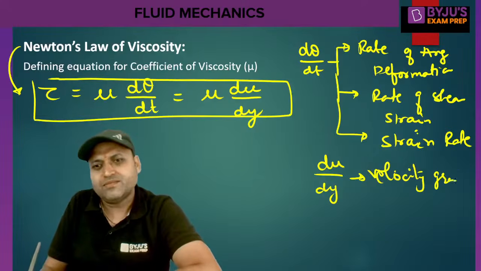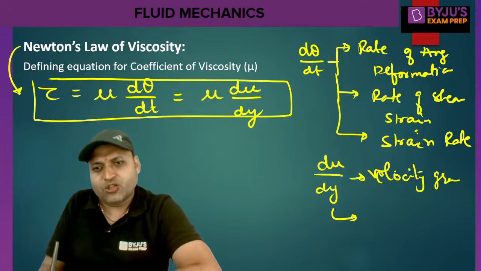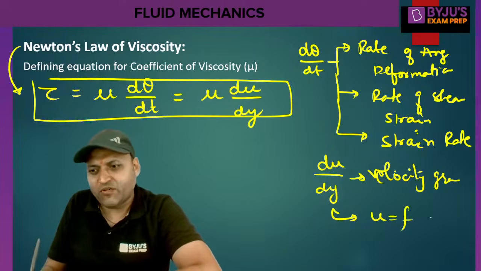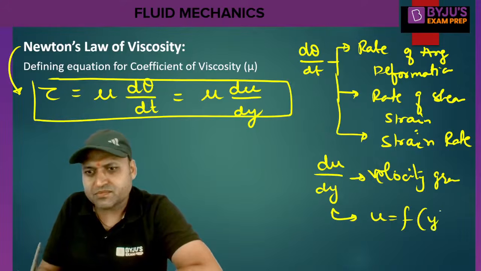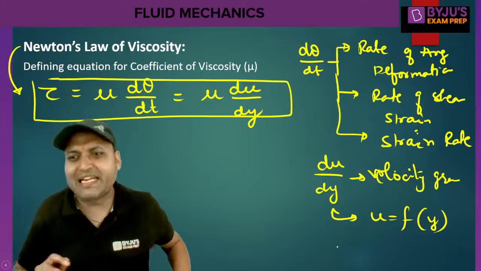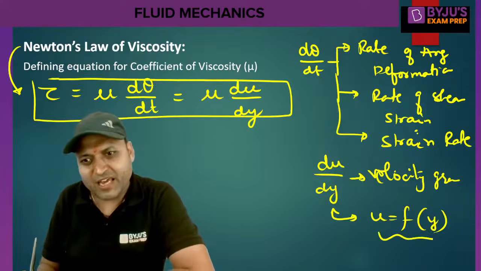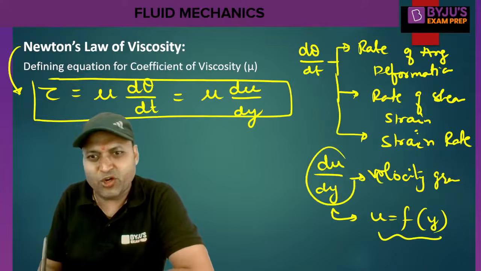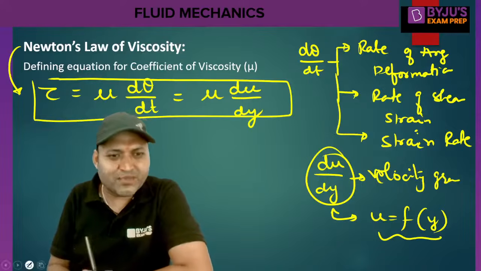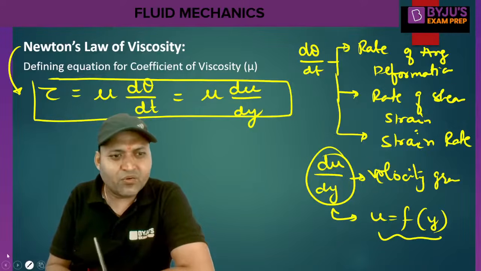Velocity gradient. This is obtained from u as a function of y. For a linear velocity profile, when u is given as a function of y, we can find du by dy, the velocity gradient. What is mu?